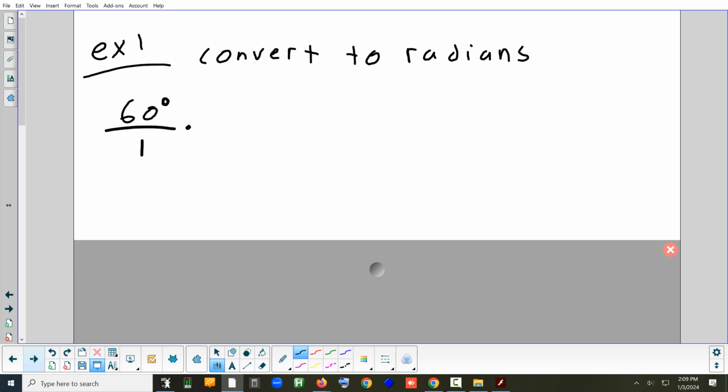So we got degrees in the top. We're trying to cancel it out so we can get radians. Where would degrees have to go in this fraction? The denominator. It would have to go in the bottom. That means radians is going to go in the top.